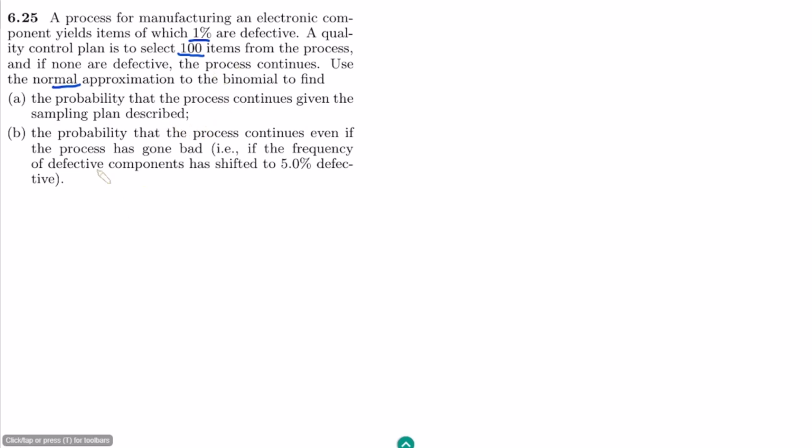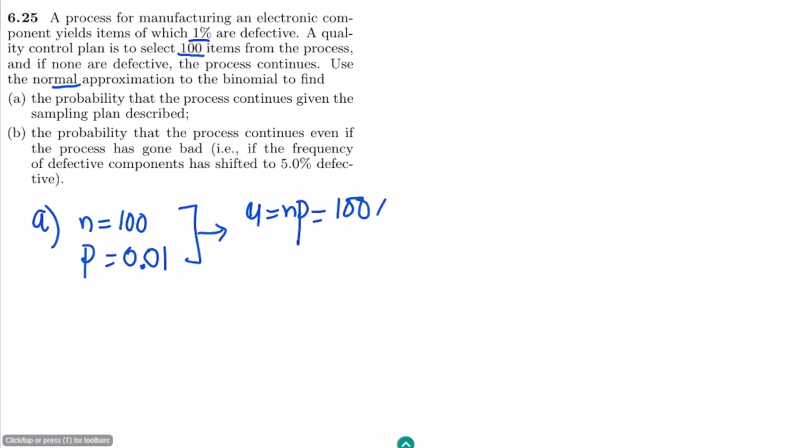Let me first solve part A of my question. Here the given data is the number of items, which is 100, and the probability of defective items is 1%, which is 0.01. As we are approximating the binomial with the normal distribution, the mean is mu equal to np, which is 100 multiplied by 0.01, and we get 1.